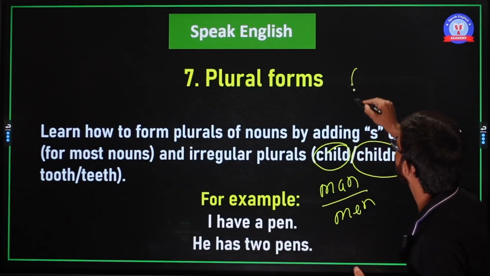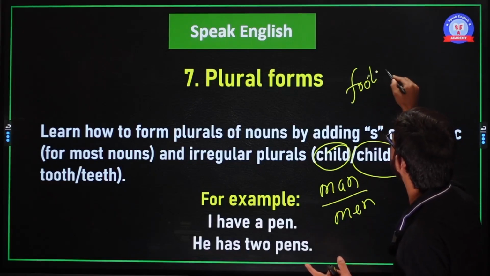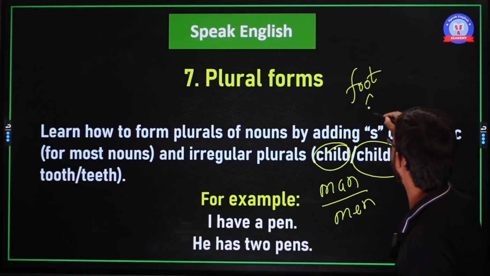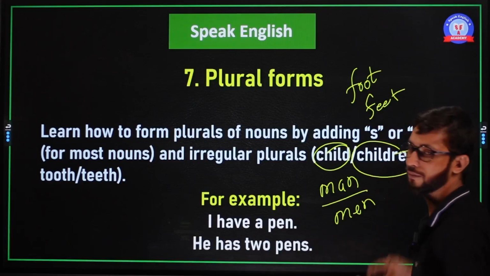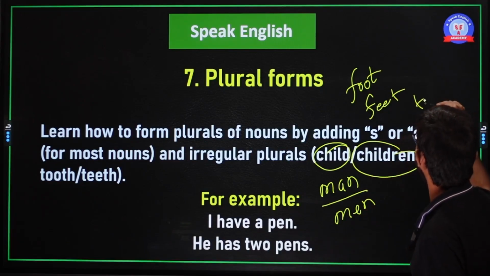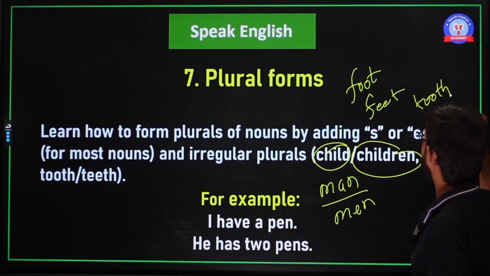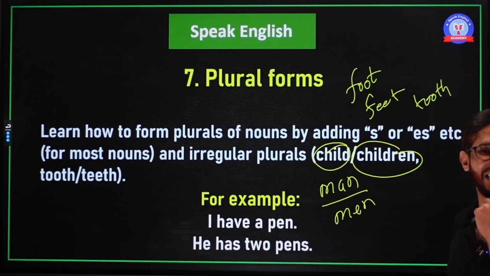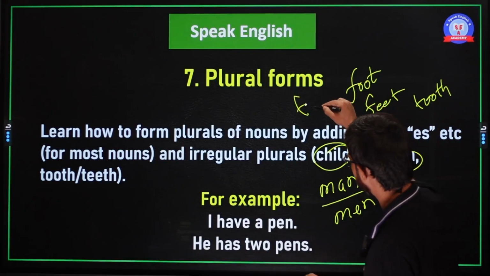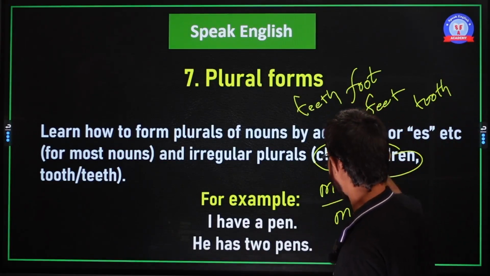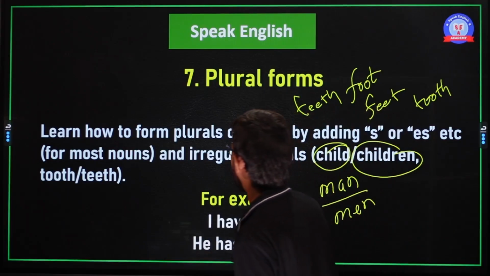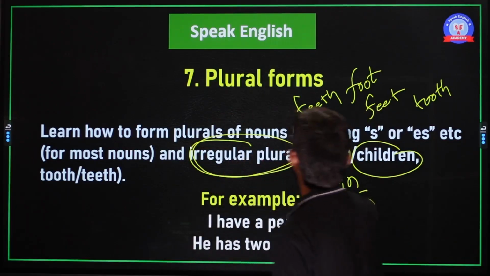Similarly, foot, F-O-O-T, is one foot. F-E-E-T, feet, means more than one foot. Tooth, one tooth. Teeth, more than one tooth. These are some irregular plurals. These are called irregular plurals.